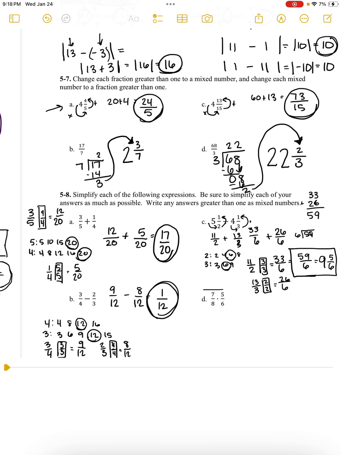On part D, I multiply fractions straight across. 7 times 5 is 35. 8 times 6 is 48.